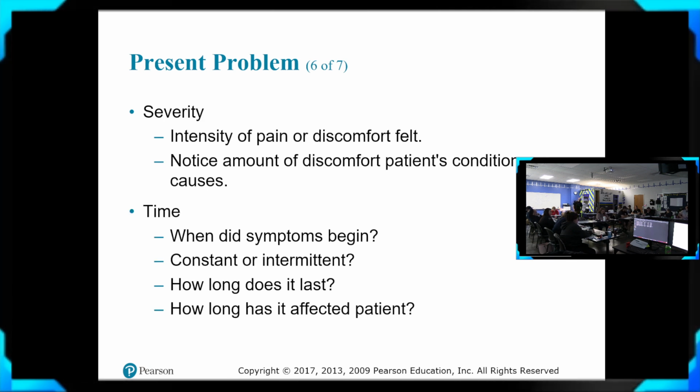Severity, 0 to 10, 1 to 10, 1 to 100, whatever scale you want to use. Obviously, the wider you make it, the less precise you're going to be. So if you want to do like 1 to 100, do like 63. That's a 6. Okay, so just narrow that down. And obviously, you have to put it in aspect to them. So, a good question is, the worst pain you've ever felt in your life on a scale of 1 to 10, 10 being the worst pain you've ever felt, where are you at? But you have to take that into consideration.